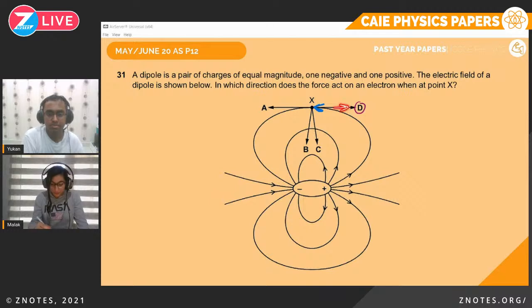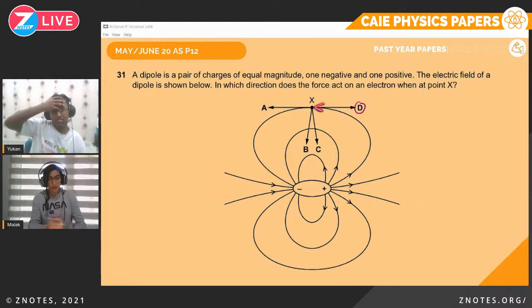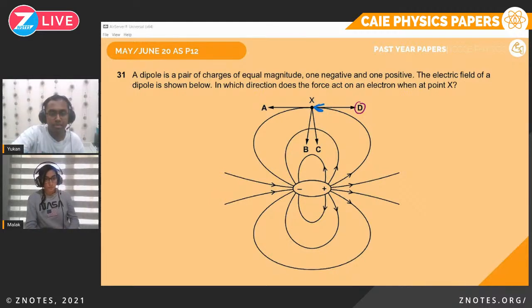Some people might do C, as in it's attracted to the positive, but no, it's just in the opposite direction to the field lines. So it's going at D since the force is this way.